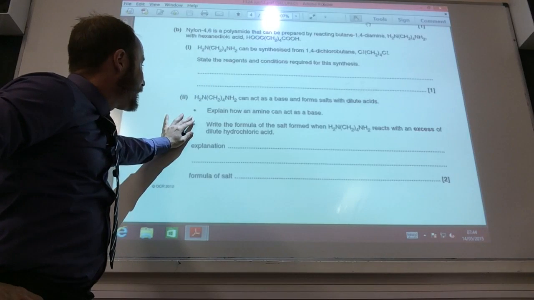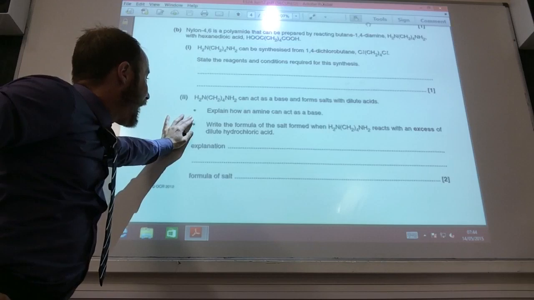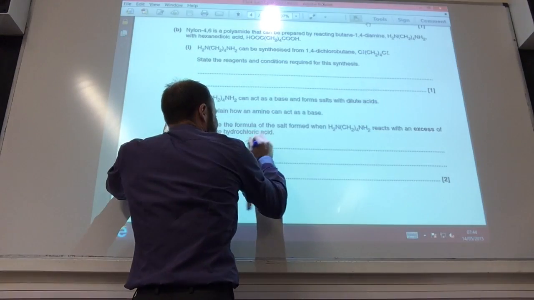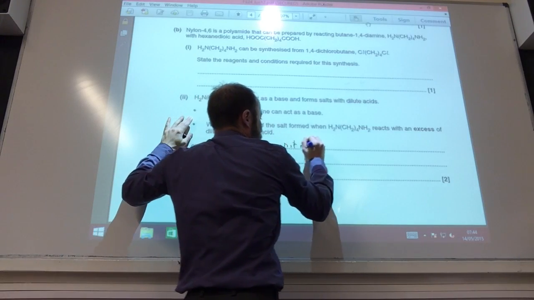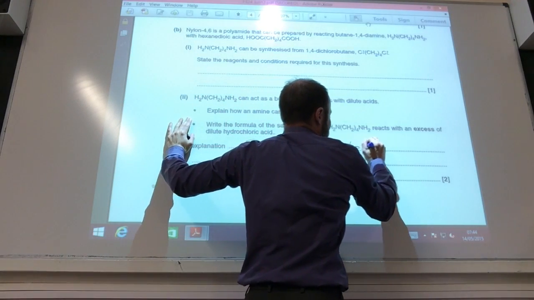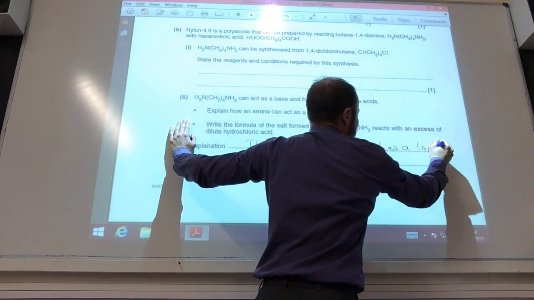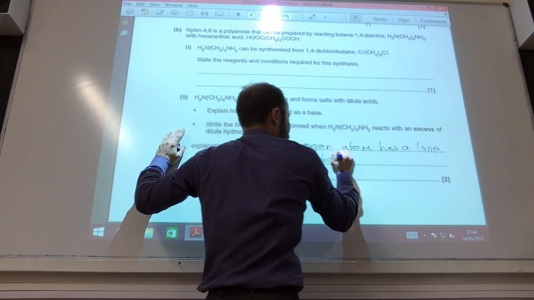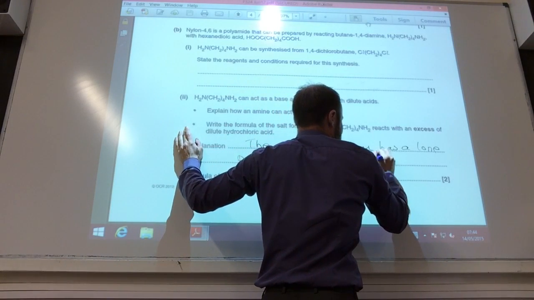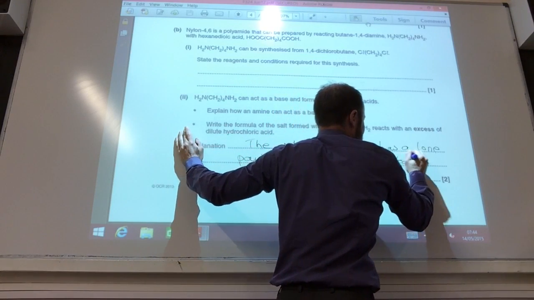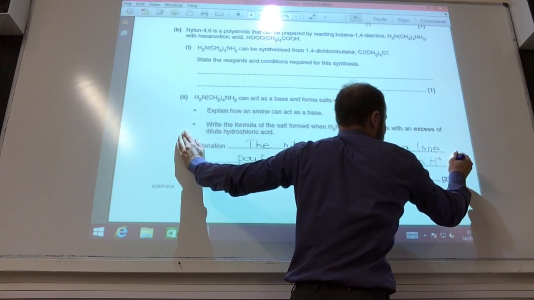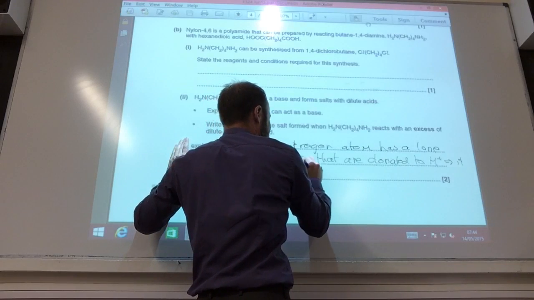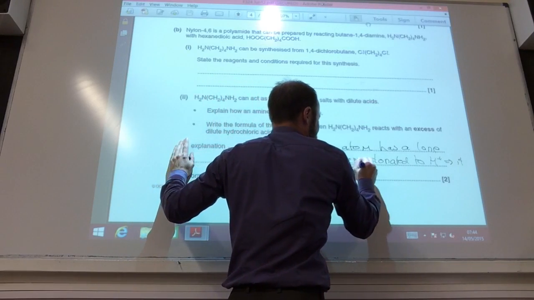It can act as a base, the diamine. How can it act as a base and write the formula? Well, always remember that the nitrogen atom has a lone pair of electrons that are donated to H+, therefore it is a proton acceptor.